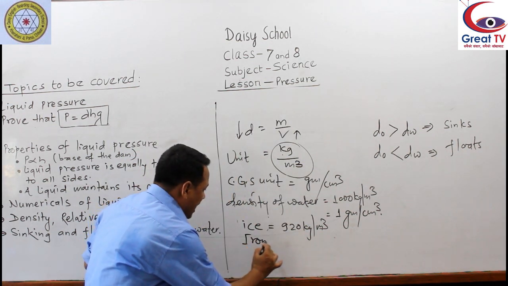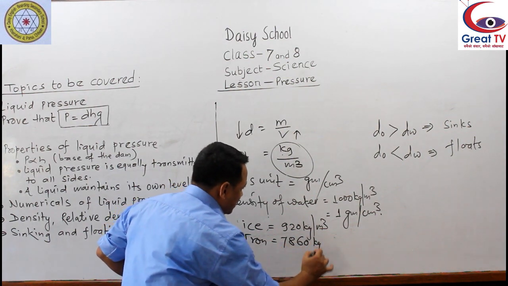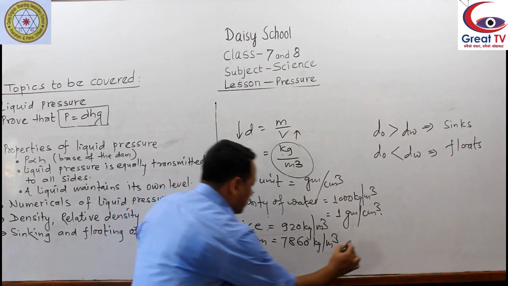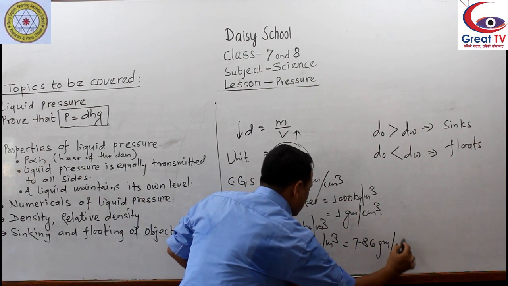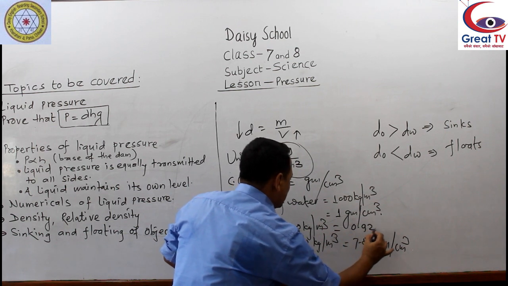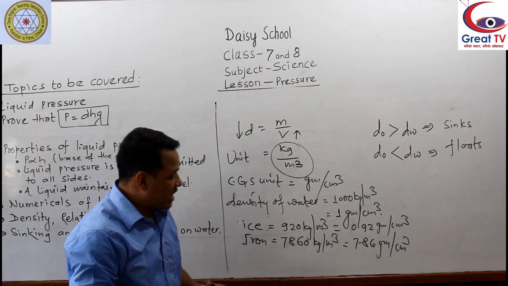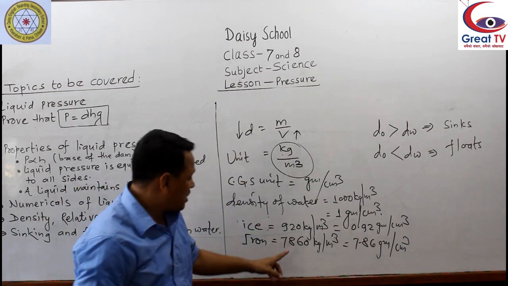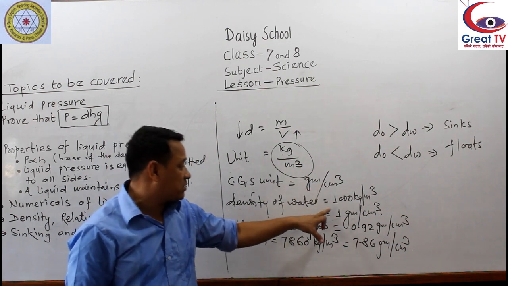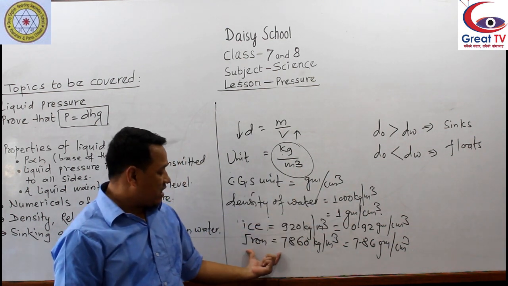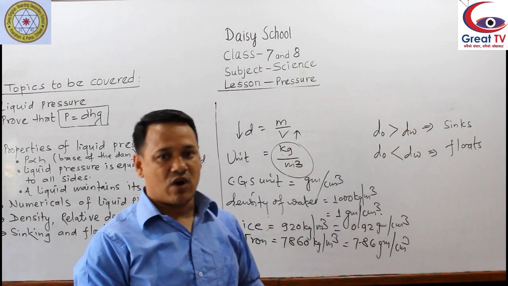Iron density is 7860 kg per meter cube, or 7.86 gram per cm cube. It is more than the density of water, which is 1000 only. So iron has more density than water. That's why iron sinks in water.